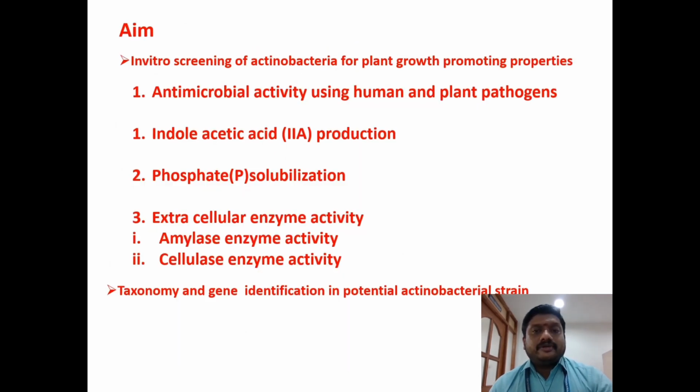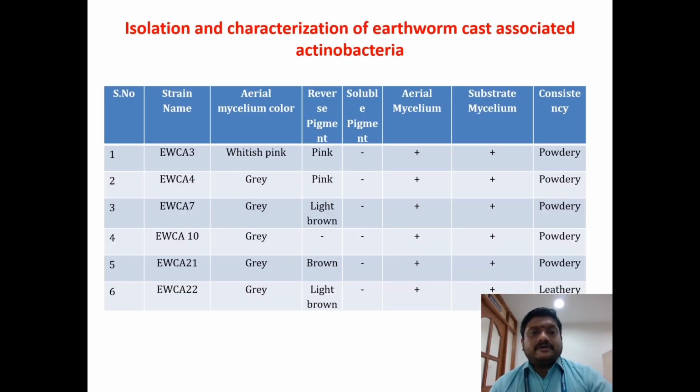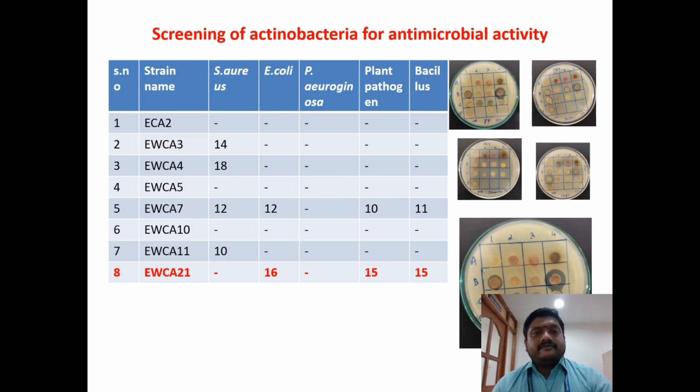We not only did the antimicrobial activity, but also the same kind of activity against plant pathogens, and also screening of indole acetic acid, IAA production, and solubilization of phosphate, and enzyme screenings like amylase and cellulase, and we also did the taxonomy of the potential actinobacterial strain. For this purpose, we have selected 6 morphologically different actinobacteria from our culture collection. This table shows the different morphology of all the 6 strains.